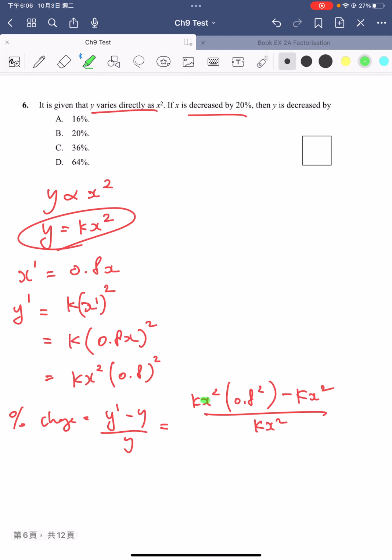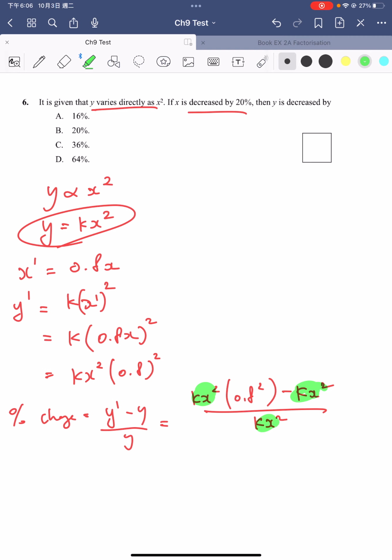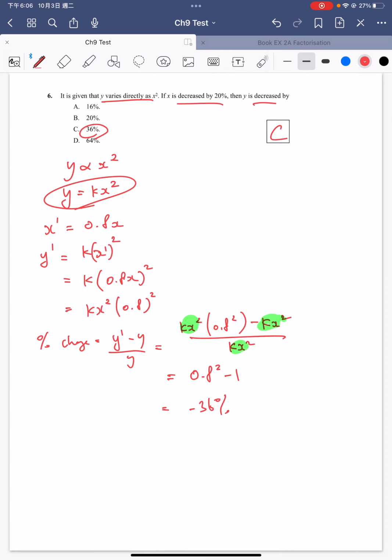So basically you can see that kx squared is a common factor, which just eliminates them. Then what we have left is 0.8 squared minus 1. Then we're using the calculator to get negative 36%. So the answer is decreased by 36%. So the answer is C.